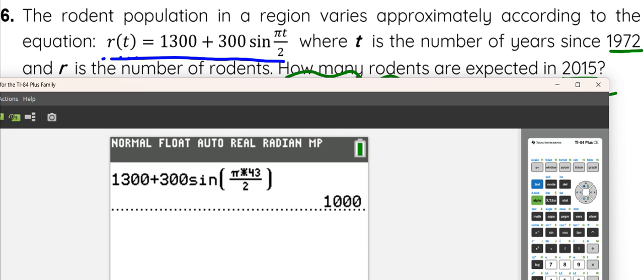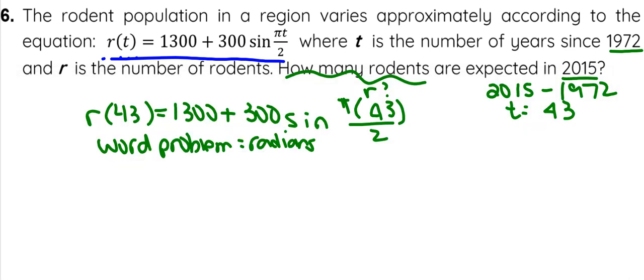Okay, so you can see here, oh, that worked out super nicely because sine of pi over 2, of course, is 1. So that worked out super nicely as 1,000. So over here, I'm going to say that there will be 1,000 rodents expected. And that would be my final answer.